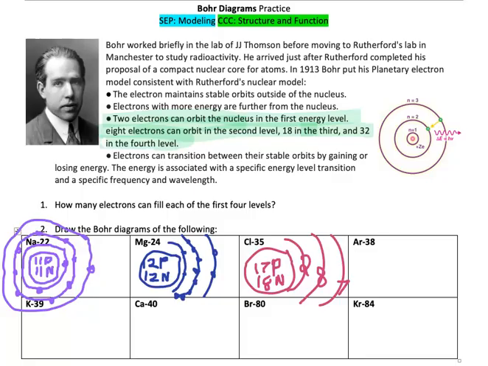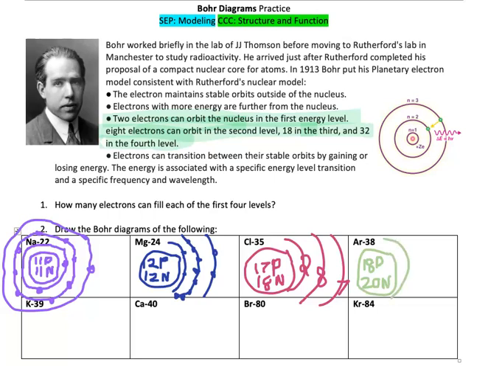Argon. Argon is element 18. So I've got 18 protons. 38 minus 18 is 20. So I have 20 neutrons. I also have 18 electrons.